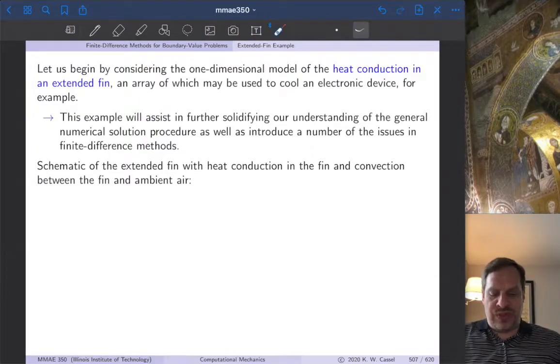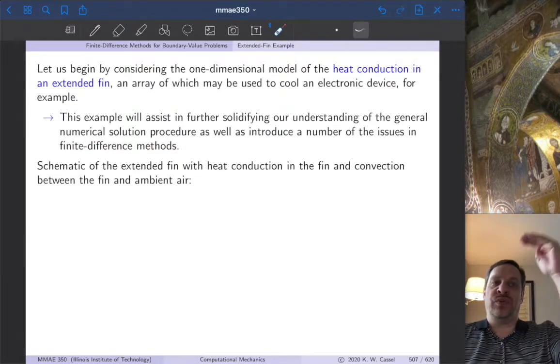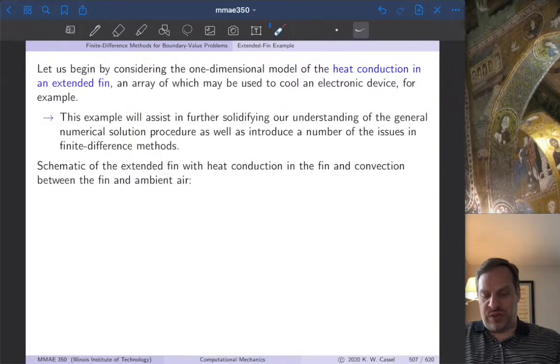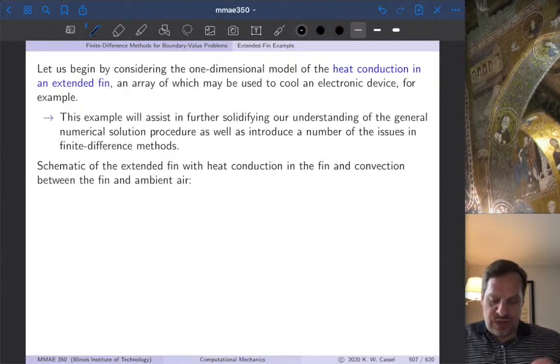But the way we're going to use it is to apply our general numerical solution procedure, which we discussed several videos ago. Remember, that was the three-step process, going from the real, actual physical problem to a numerical solution. So we'll walk through steps 1, 2, and 3 one by one for this particular problem. It's a very useful one. It ends up being one-dimensional, so it's relatively straightforward, but it's interesting because it is physical.